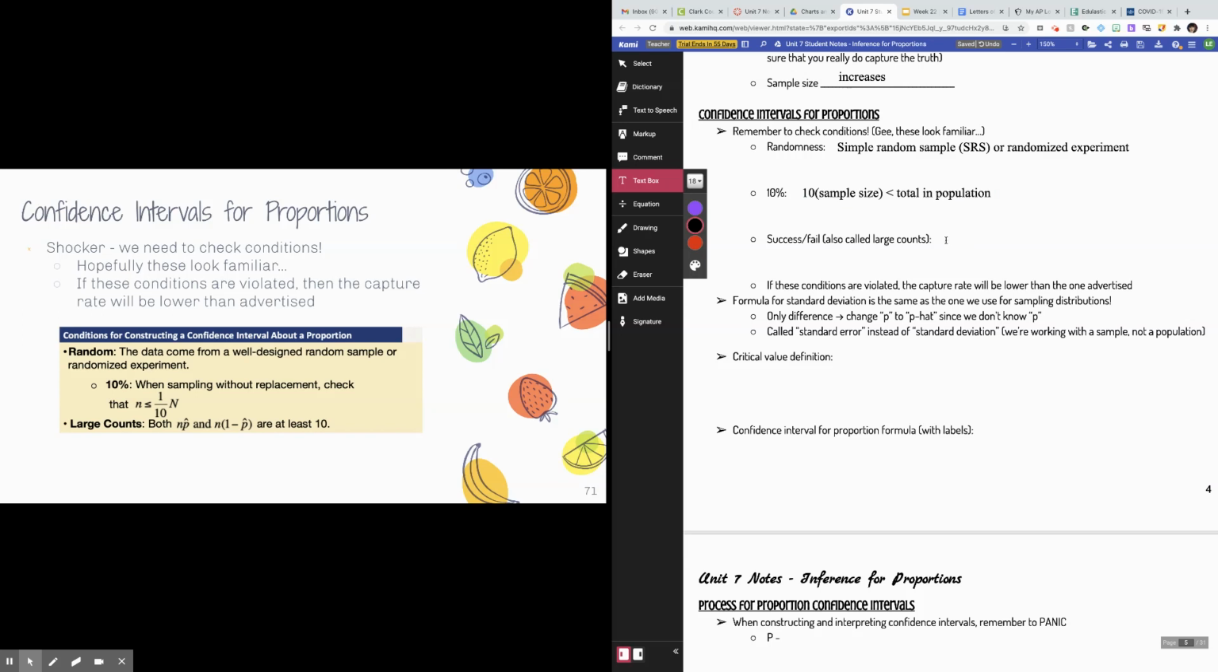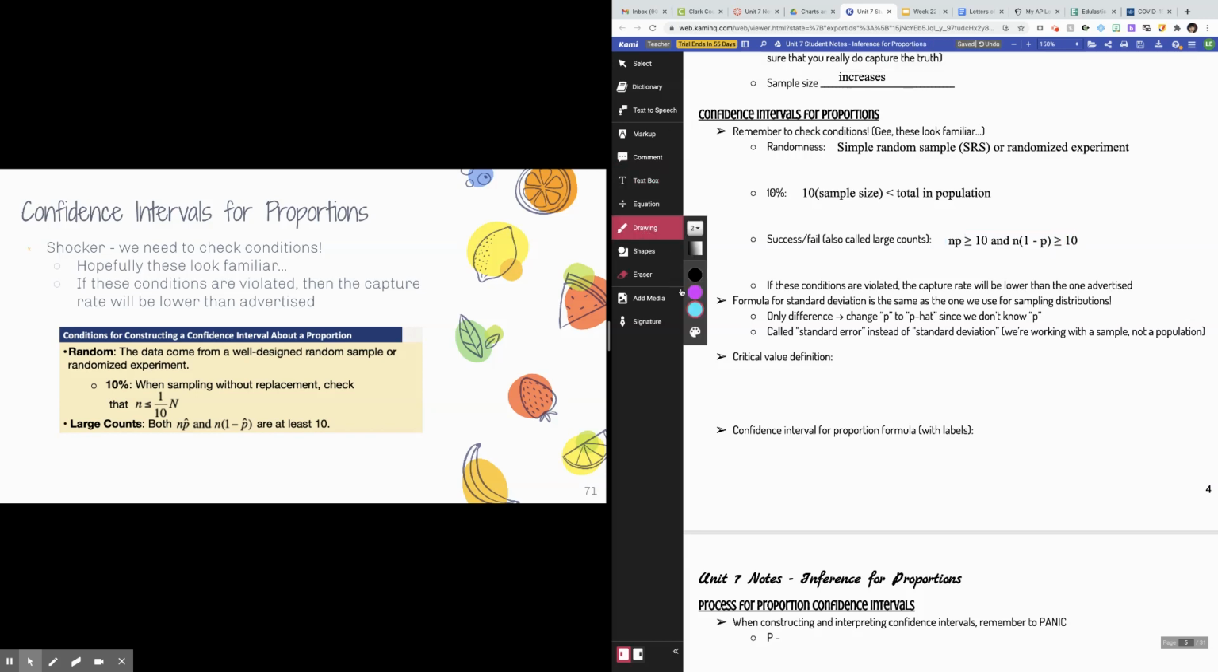For success-fail, again, I'm hoping these formulas look really familiar to you because they're the same or very similar to the ones that you used for sampling distributions of proportions. Your success-fail condition here is n times p hat has to be greater than or equal to 10, and n times 1 minus p hat is greater than or equal to 10.